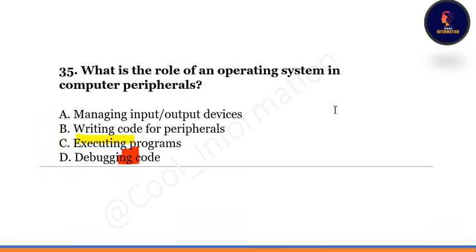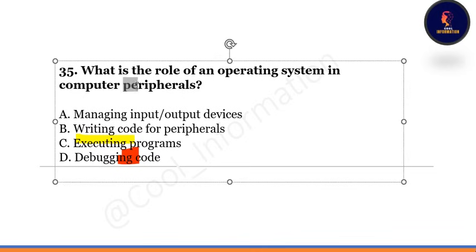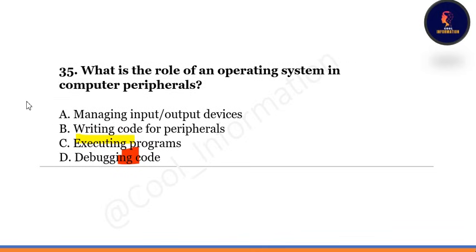Next question, what is the role of an operating system in computer peripherals? Option A, managing input-output devices. Option B, writing code for peripherals. Option C, executing programs. Option D is debugging code. As the question mentions computer peripherals, the correct option is option A only, which is managing input-output devices.